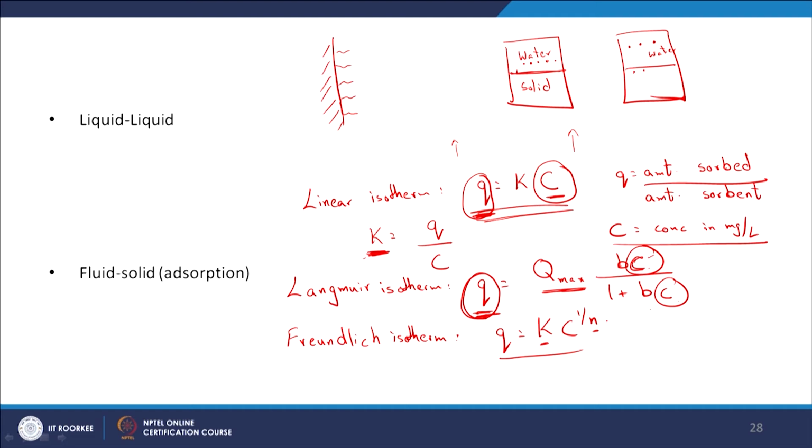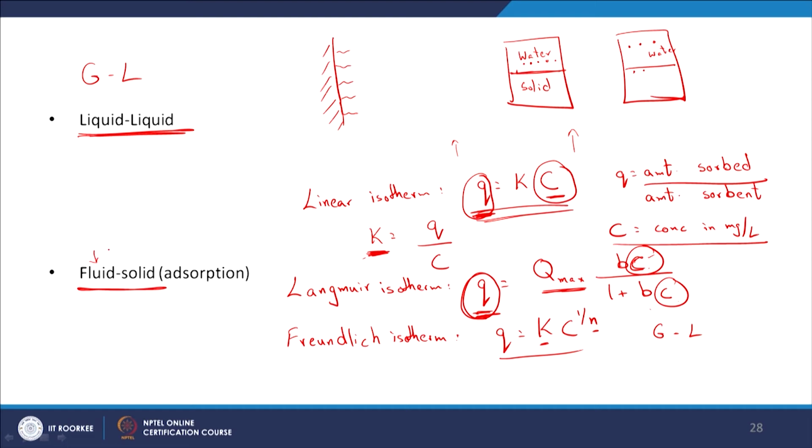So again, what have we looked at here? We have looked at phase equilibrium, right. Initially we looked at gas and liquid, then we looked at liquid, and then we looked at fluid and solid. Fluid can mean either a gas or a liquid, right. So that is what we looked at.